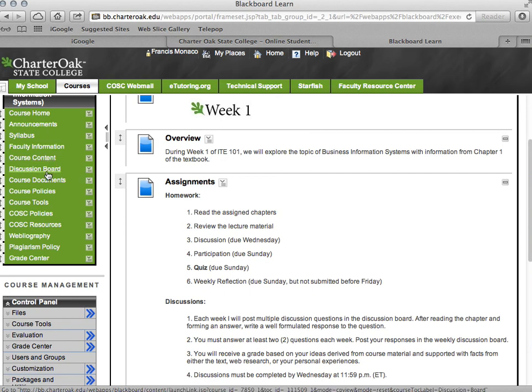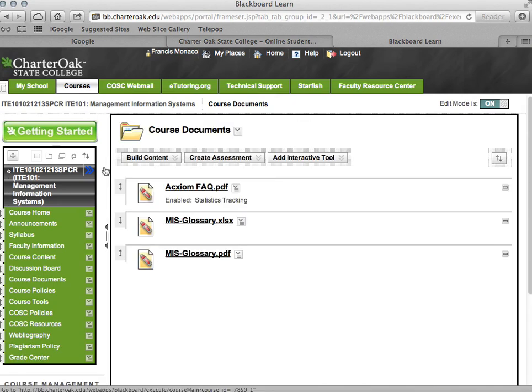Course content is what we just discussed, along with the discussion board and course documents. In the course documents area, I placed 3 different documents. One is a frequently asked questions document about the Axiom test that I talked about. Then there's a glossary in both Excel form and PDF, with some of the terms that we use throughout the semester. There's also a good glossary in your textbook, which, by the way, is an excellent textbook.